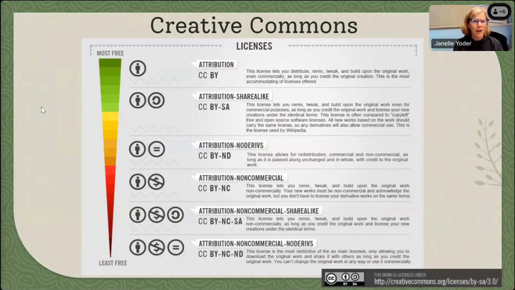Well, first off, I am not as nerdy about this as Callie is. So Callie, if I say something wrong, please jump in and correct it so that we don't continue misinformation.